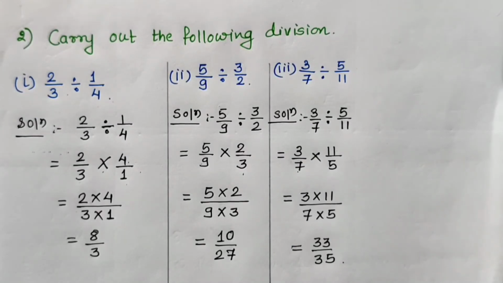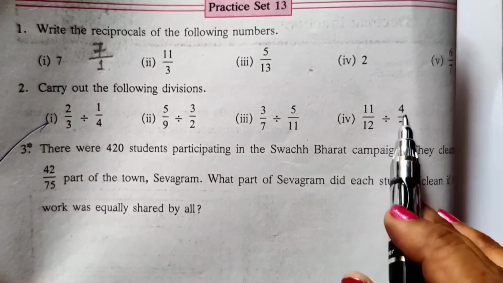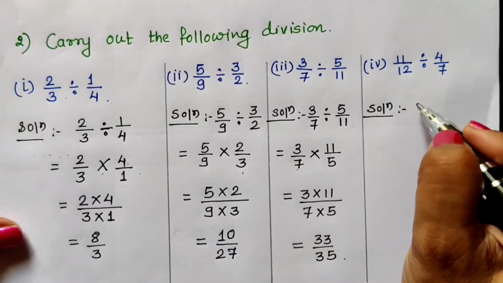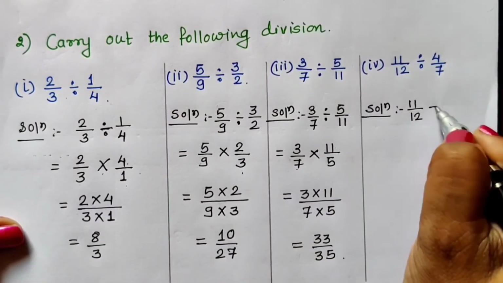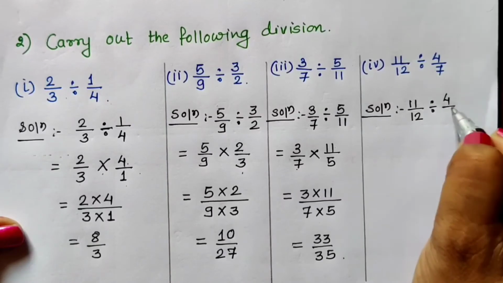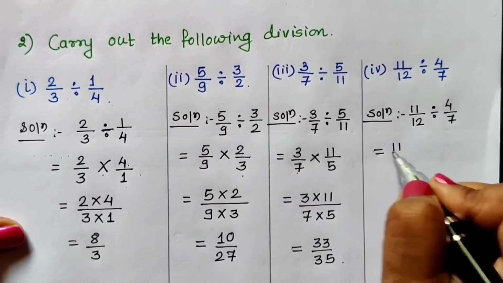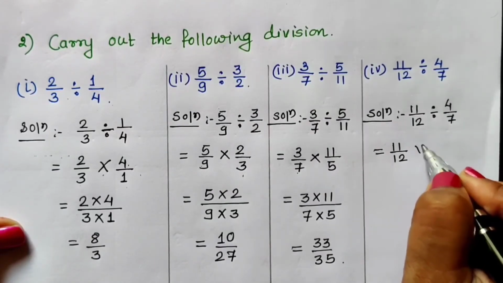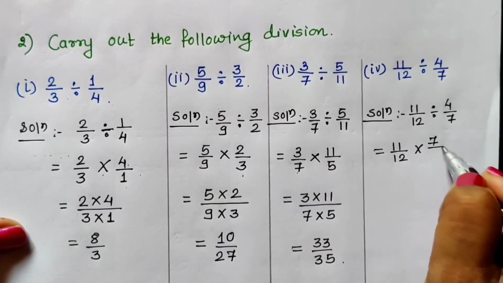Now last sum from this question: 11 upon 12 divided by 4 upon 7. Let us solve. In solution we will be writing the question again: 11 upon 12 divided by 4 upon 7. Convert into multiplication. First fraction we write as it is, 11 upon 12. Division sign convert into multiplication. 4 upon 7 should be written as 7 upon 4.